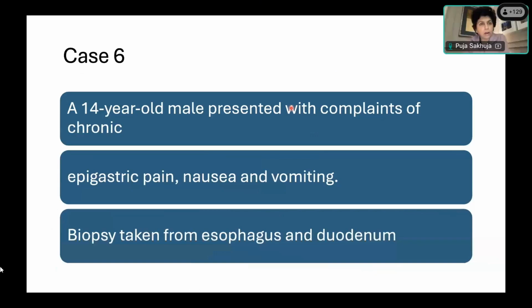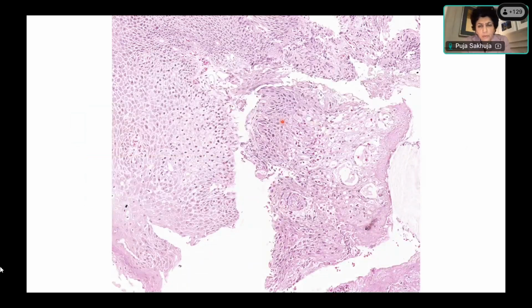Okay, so coming to, I think, the last or second last case. This is a 14-year-old male who presented with complaints of chronic epigastric pain, nausea, and vomiting, and biopsy was taken from the esophagus and duodenum. Actually, I don't know what all I've shared with you, but he underwent multiple biopsies from the entire intestine. Okay, so what have you seen?